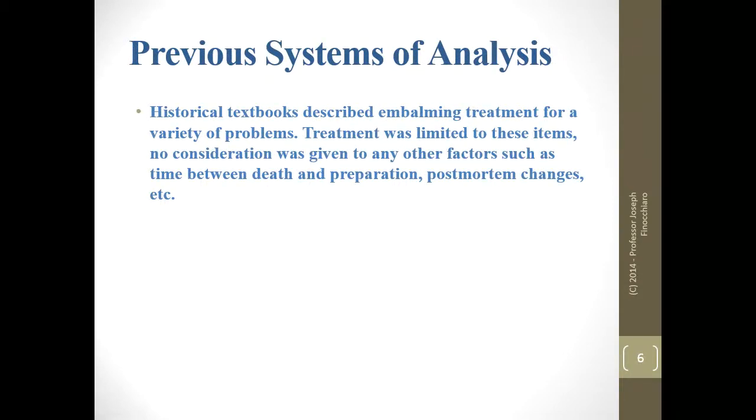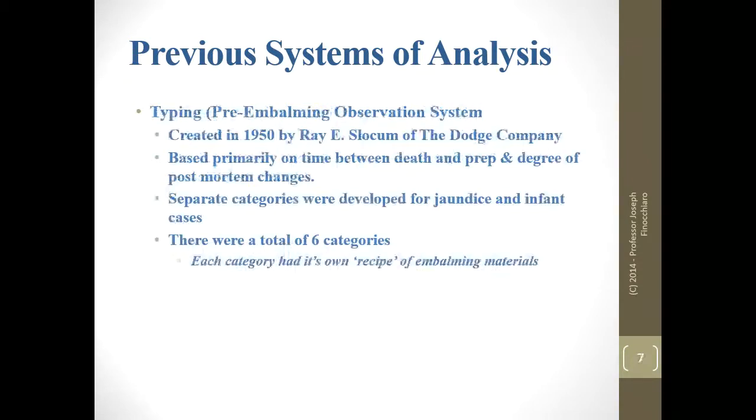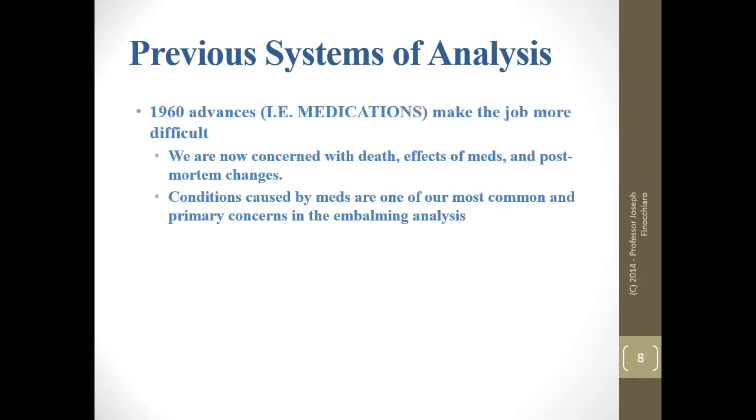Historical textbooks described embalming treatment for a variety of problems, and treatment was limited to these items. No consideration was really given to anything else, time between death and prep, etc. So, the pre-embalming observation system, the body typing system, in 1950 by Ray Slocum of the Dodge Company, was based primarily on time between death and prep and degree of postmortem changes. Separate categories were developed for jaundice and infant cases, and there were a total of 6 categories. Each category then had its own recipe of embalming materials.